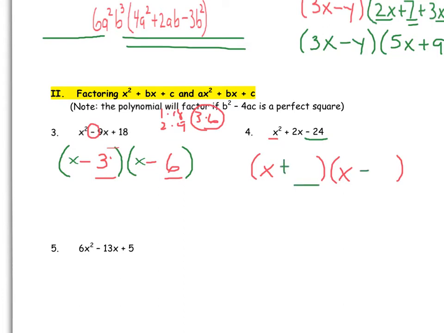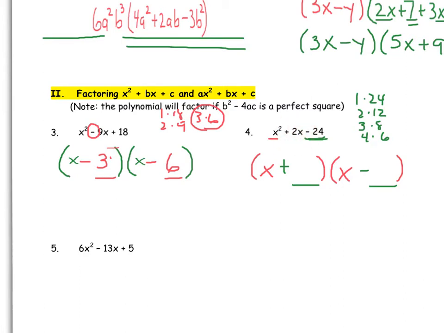And then the last terms that go in each part of the factor have to multiply to give us the negative number. So your combinations: 1 times 24, 2 times 12, 3 times 8, 4 times 6. And of those combinations, you also have to consider the fact that one will be positive and one will be negative, and that combination has to make the positive 2x in the middle.